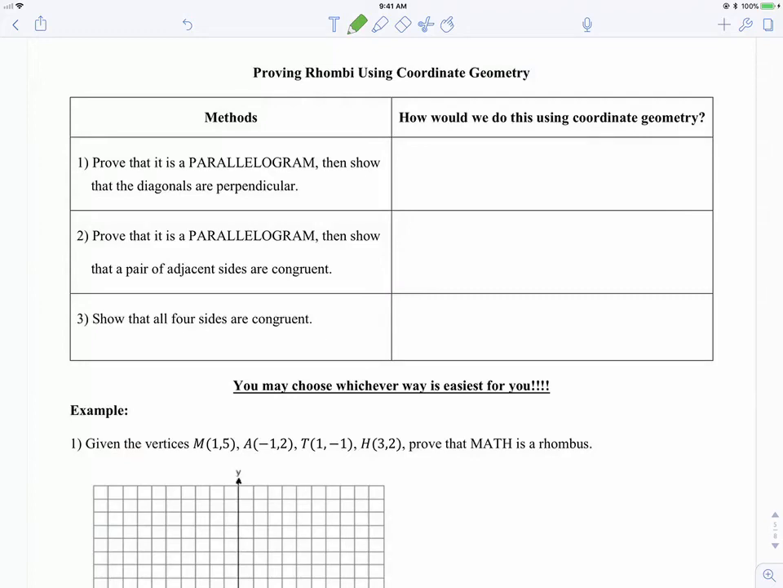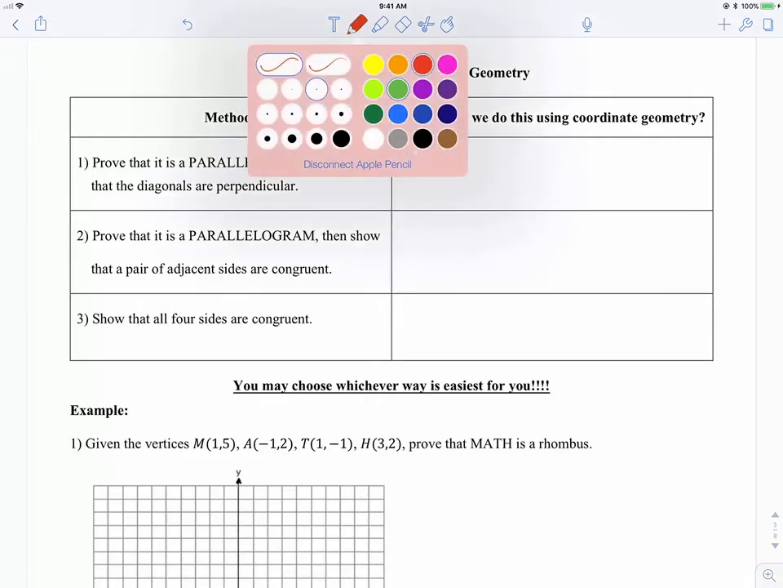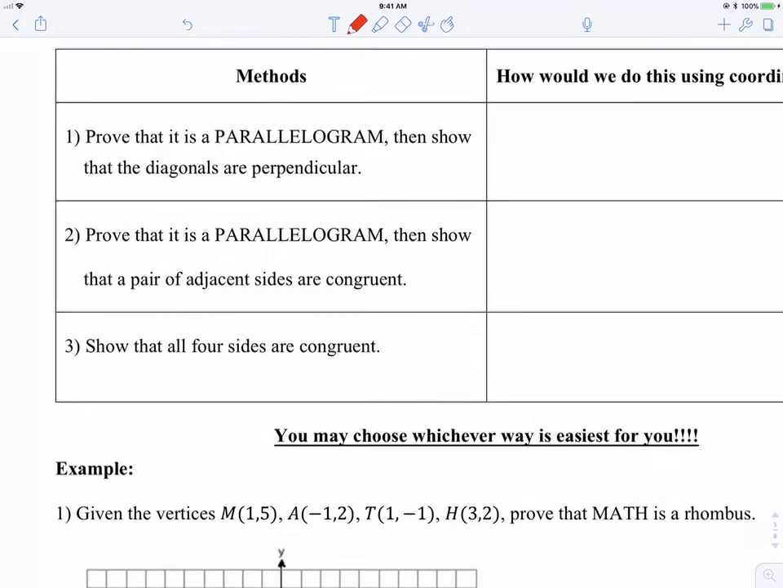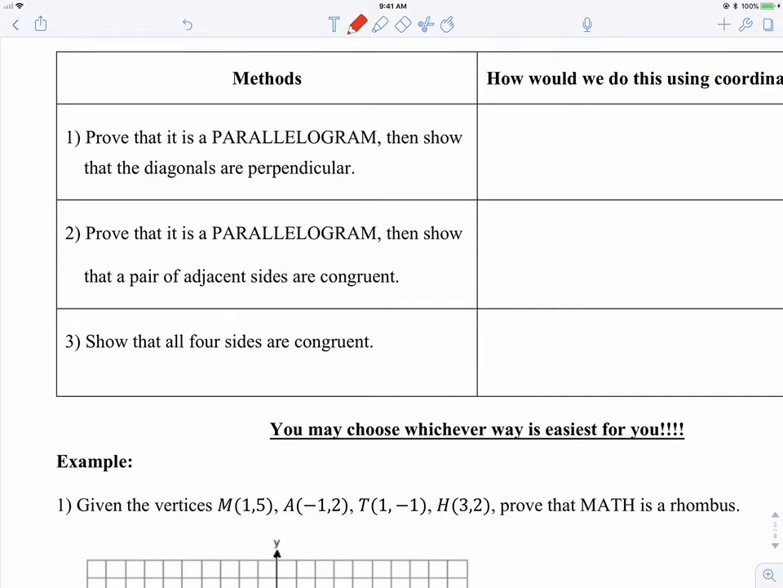Next up, we're going to prove a rhombus using coordinate geometry. Again, there's multiple ways you can go about this. Since it's in the parallelogram family, some of that is to first prove parallelogram, then show some other property that only a rhombus has. But we're going to stick, again, with the definition. So we want to show that all four sides are congruent.